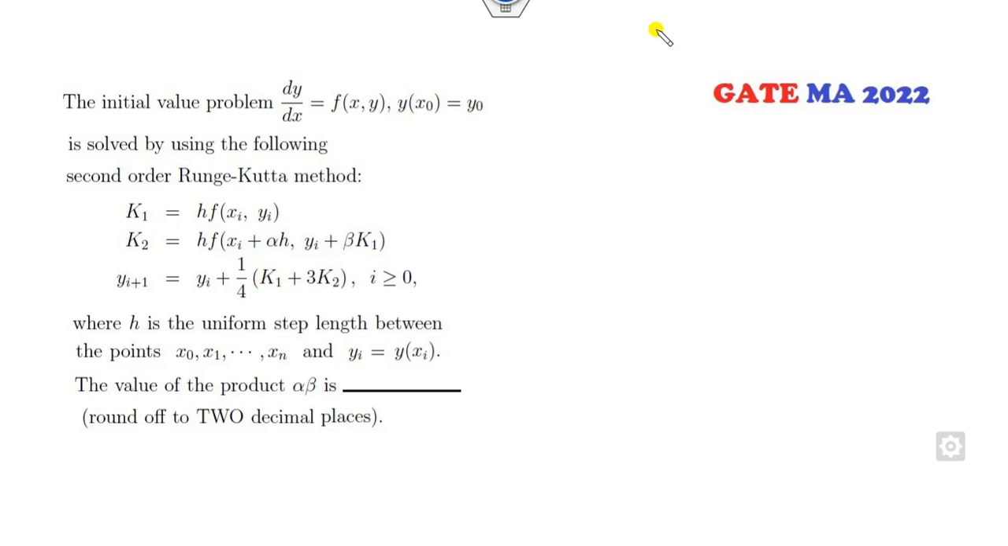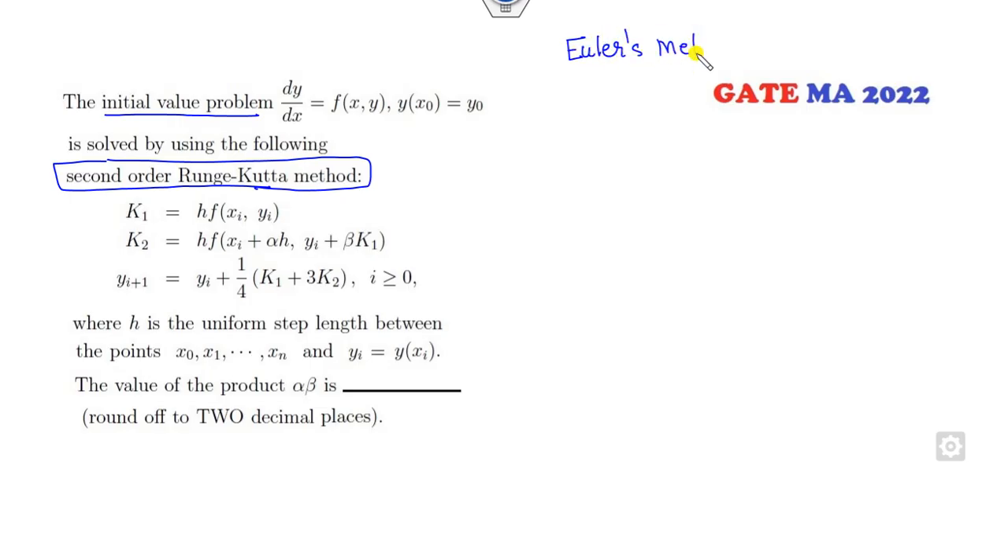Okay, look at this another one. Again, this is a numerical analysis problem, but because of the initial value problem, I consider here. It is given as a second order Runge-Kutta method. Do you know what is the second order Runge-Kutta method? It is called as the Euler method.